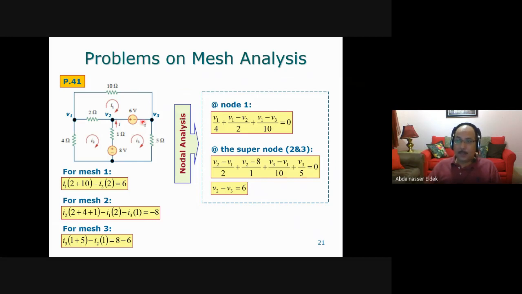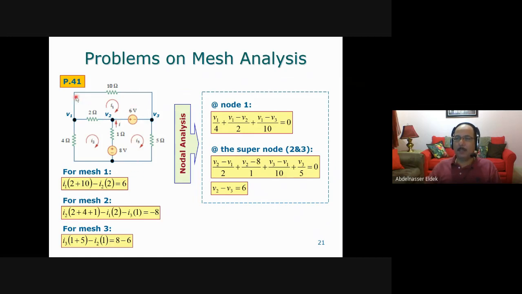There are no resistors here. So imagine that you have a resistor and its value is 0. So it will be minus I3 times 0. You can write I3 times 0, or you can just neglect it. So this will be the first equation.